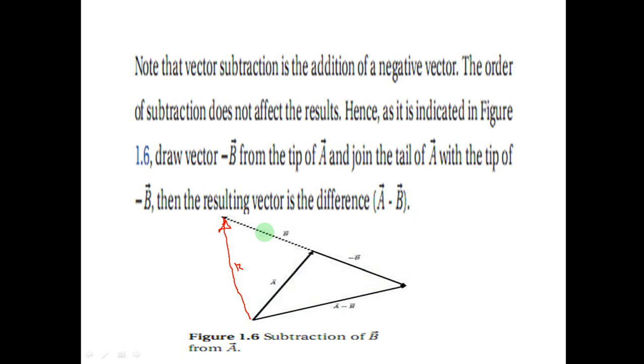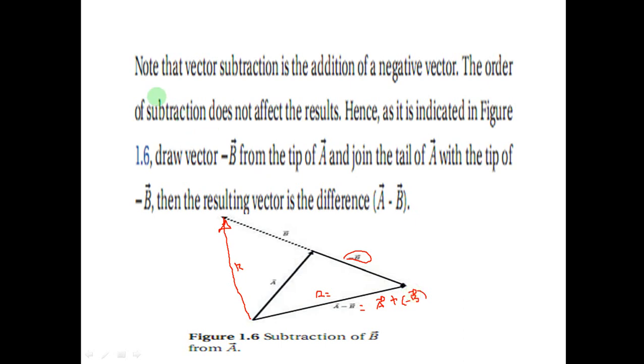So if you draw a vector of the negative of B, you can draw it opposite to this vector B. You can draw this vector, which is minus B. This is minus B, which is the negative of this vector. So the resultant of these two vectors is the resultant vector equal to A minus B. This A minus B means vector A plus minus B vector. So in this way you can subtract vector B from A.